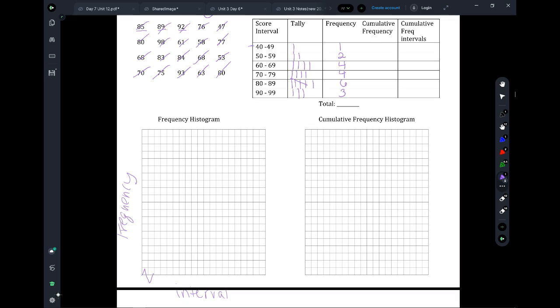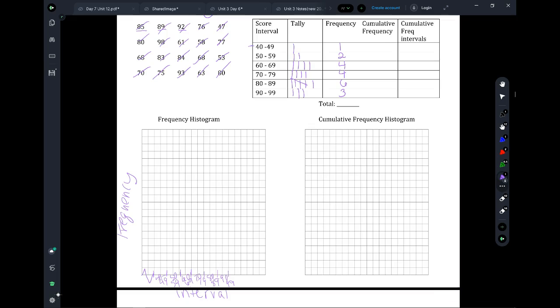So I'm going to do every 2 bars. So from there to there, that's going to be 40 to 49. So if you can list that in there, 40 to 49. Next 2 bars are going to be 50 to 59. And this is kind of hard to write this tiny on my computer screen, so sorry if it's a little sloppy. 60 to 69, 70 to 79, 80 to 89, and then 90 to 99 are going to be our intervals across the bottom.